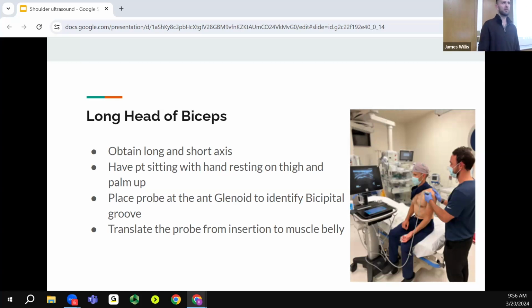You're going to start with the long head of the biceps. Most of the time with biceps ruptures, if they're partial, it's going to be a little bit harder to diagnose clinically. If it's a full rupture, you're probably going to see that Popeye sign. But if you need to use the ultrasound, you're not going to see that. So you're going to follow it.